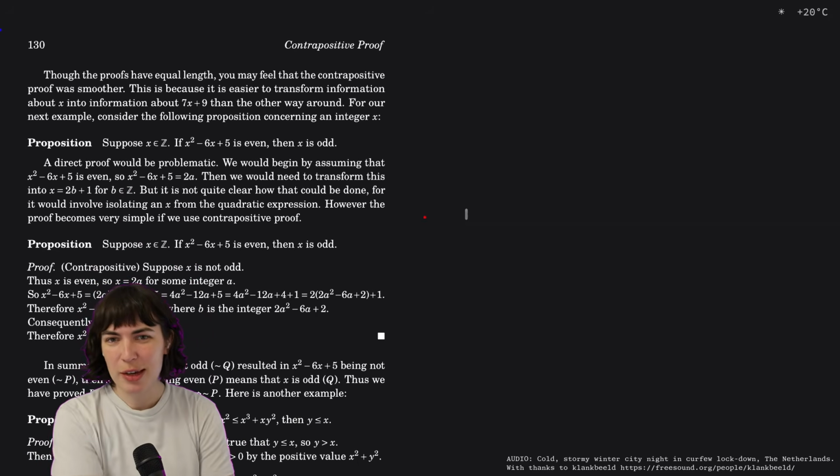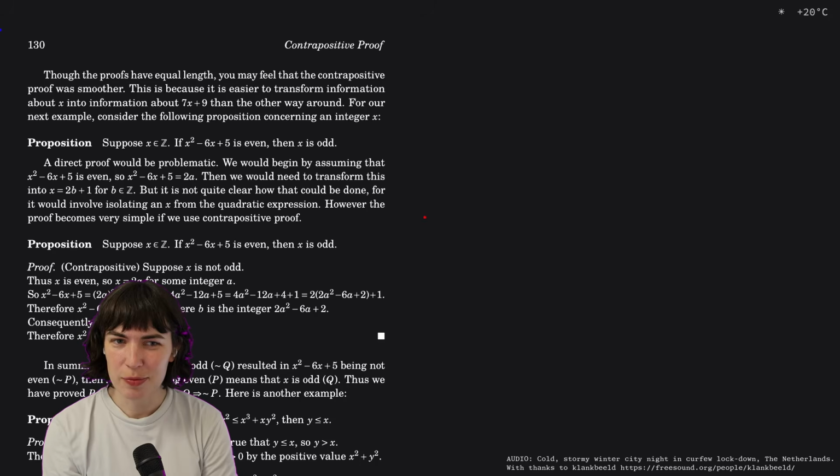Though the proofs have equal length, you may feel that the contrapositive proof was smoother.